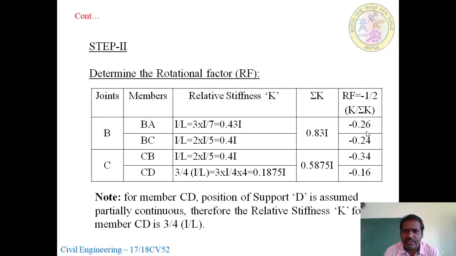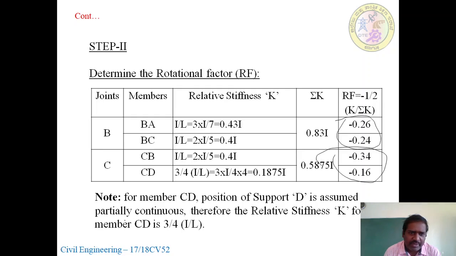So the addition of these two should be equal to minus 0.5, and the addition of these two should also be minus 0.5. Be careful while calculating these values. If it is 0.23 or 0.26 in the decimals, there will be a variation in the next answers.